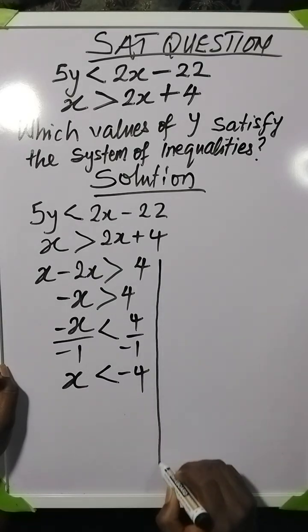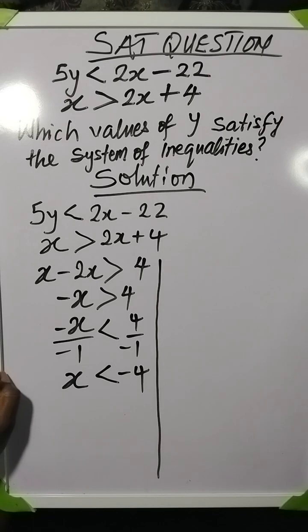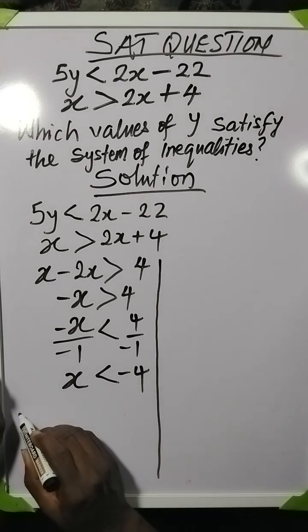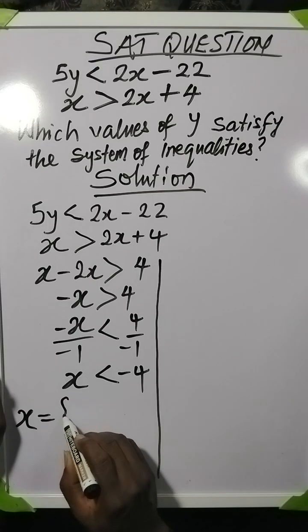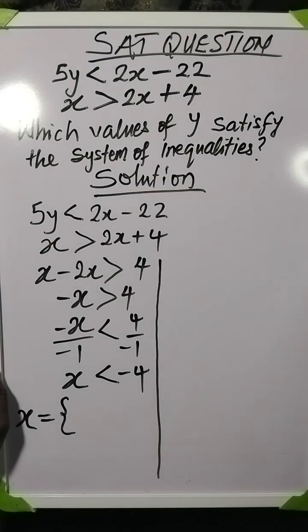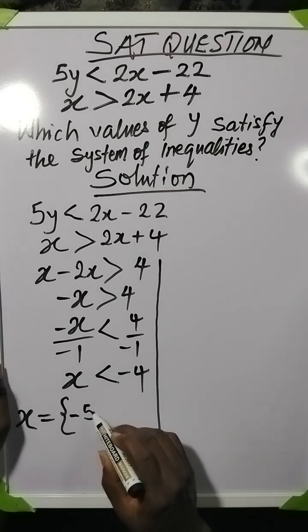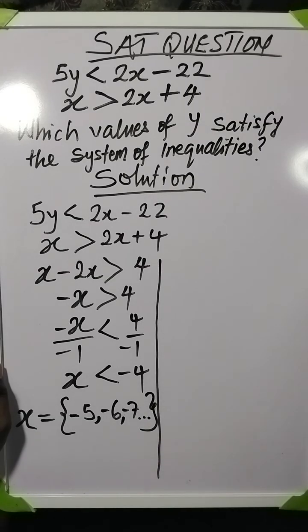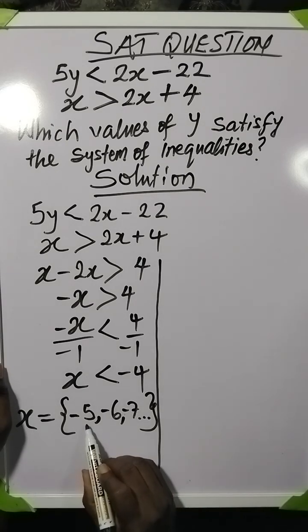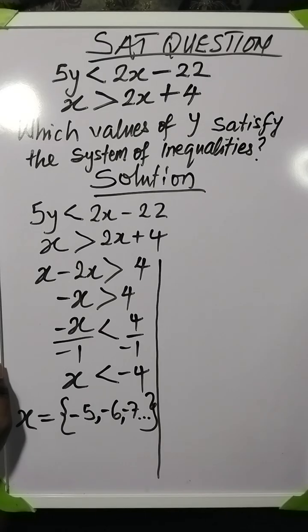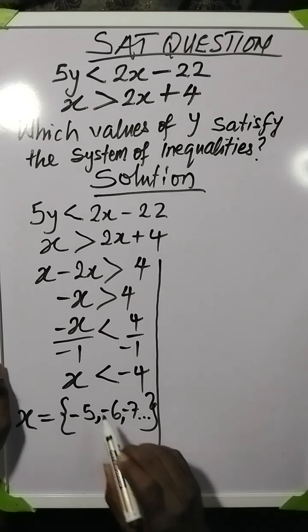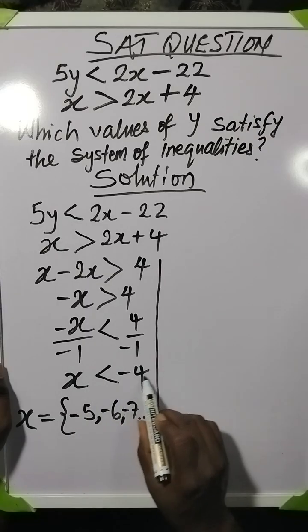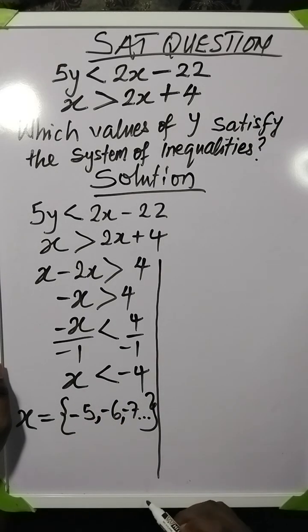Now, if x is less than -4, what are the possible values of x? So this tells me that if x was to be a set of integers, the biggest value of x would be -5, okay? And then -6 and -7 and so on and so forth. Now, since x is less than -4, I'm going to substitute a value for x into the first inequality that was given. Why can't I substitute -4? Because the question already says that x is less than -4.